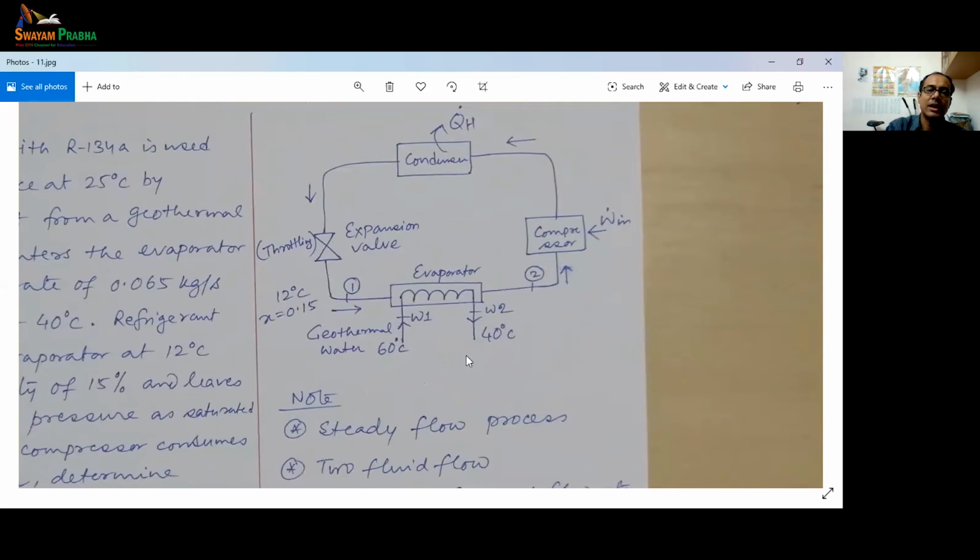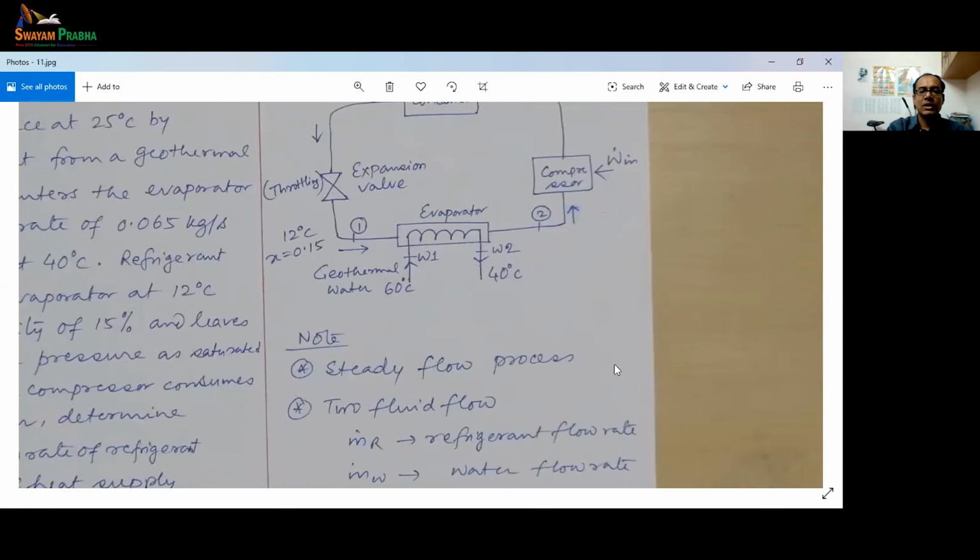So again, this is a steady flow process, and here to make things complicated, what we have, in the evaporator the refrigerant is actually taking heat from a geothermal water pipeline. Okay, so the geothermal water is coming at 60 degrees centigrade and going out at 40 degrees centigrade.